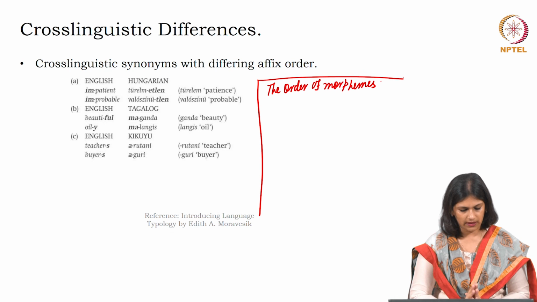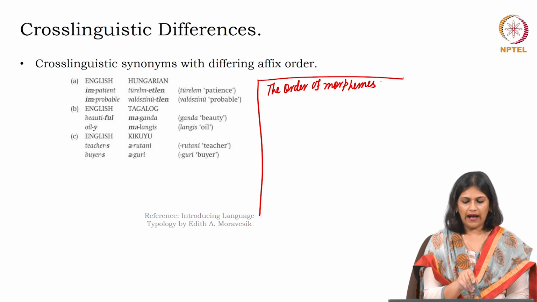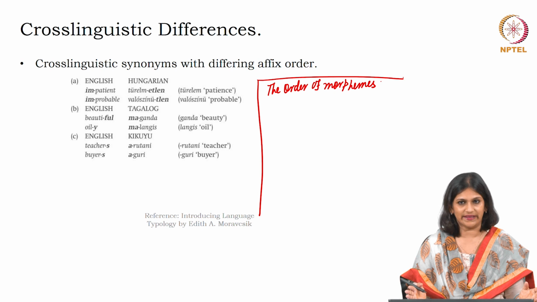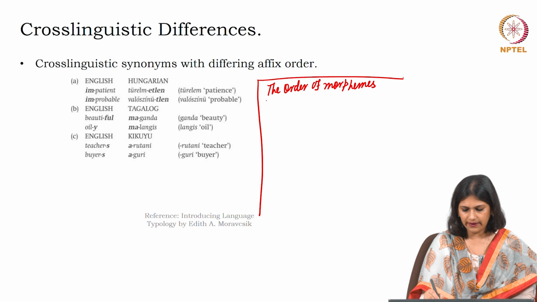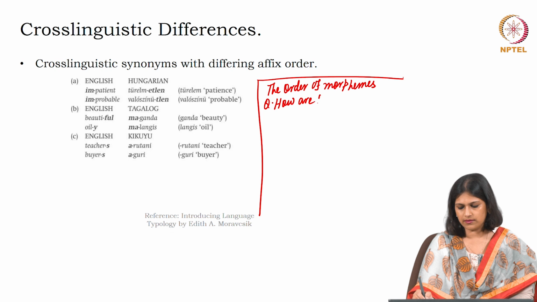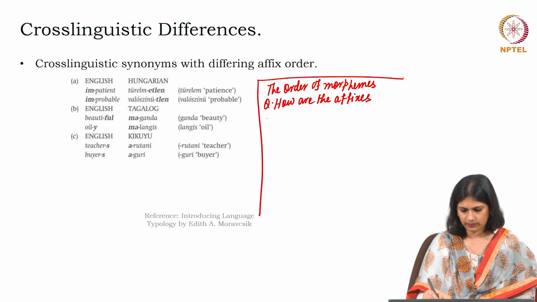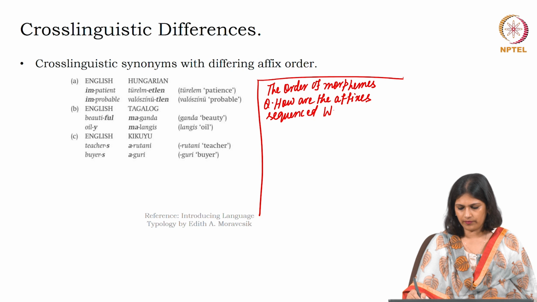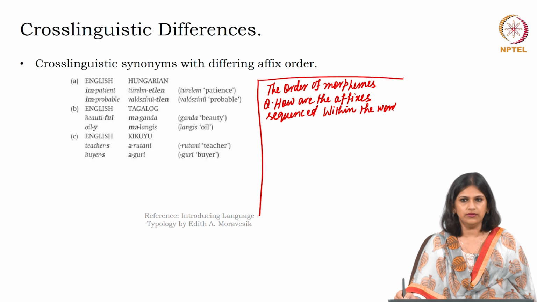All right. So now let's see how the affixes are organized, how they are sequenced within a word. So this is the question that we have in hand. So the question here is, how are the affixes sequenced within the word? Right? So this is the question that we are going to discuss in a few minutes.